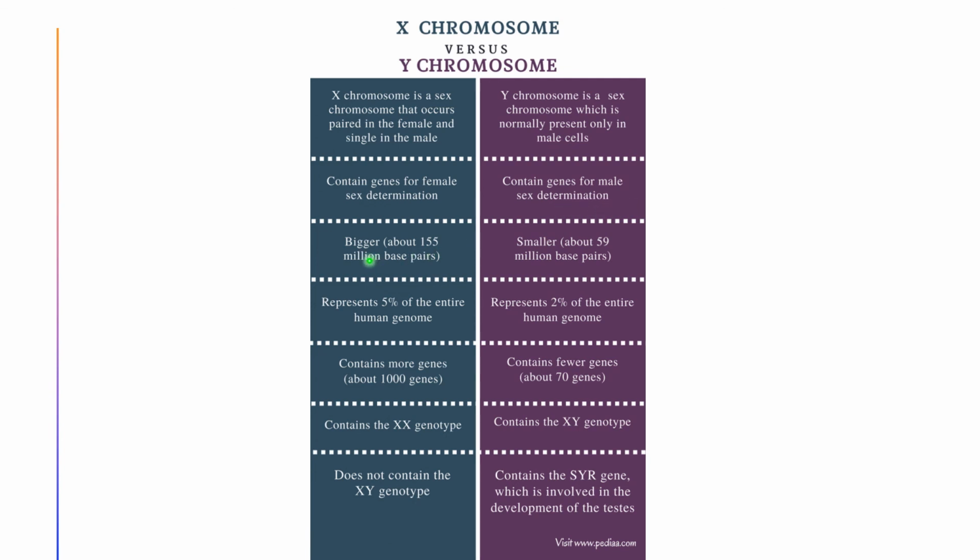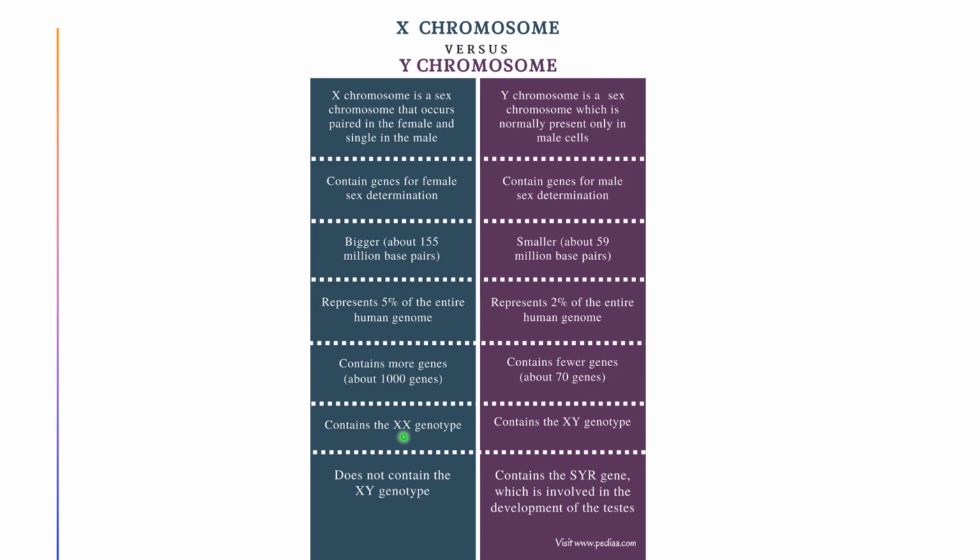The X chromosome is bigger than the Y chromosome, and the Y chromosome is smaller than the X. The bigger X chromosome carries 155 million base pairs, while the smaller Y chromosome contains about 59 million base pairs. The X chromosome represents 5% of the entire human genome, but the Y chromosome represents 2% of the entire human genome because the size is different. X is larger, longer, and the Y chromosome is smaller. Next, the X chromosome contains more genes, about 1,000 genes, while the Y chromosome contains few genes, about 70.